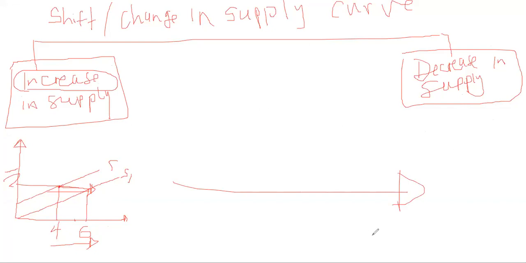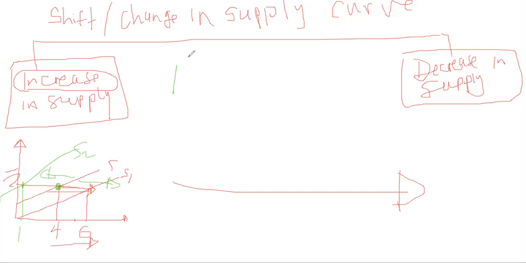When it's a shift to the left, we can illustrate it here. We'll have a new supply curve here. We call it S2. Remember, this was our original position, which we can call S1. So here is a shift to the left, here is a shift to the right. Shift to the right means increase in supply. Shift to the left means decrease in supply.